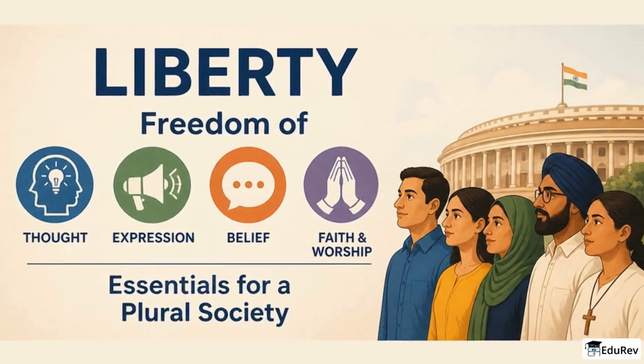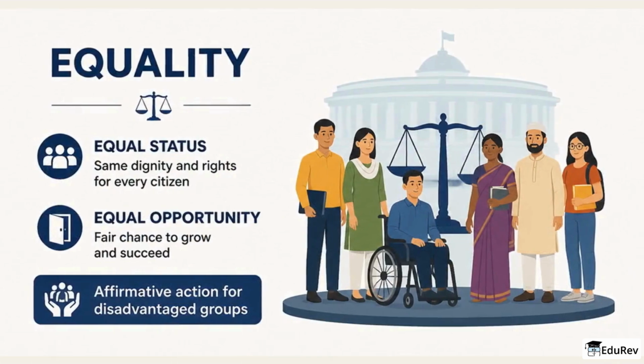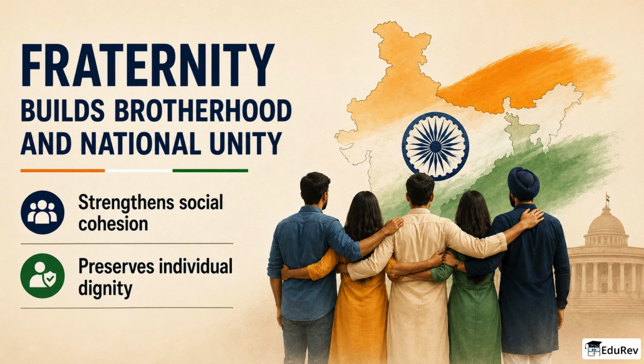Liberty in the preamble covers freedom of thought, expression, belief, faith, and worship, essential for a plural society. Equality means equal status and opportunity for all citizens, and often justifies affirmative actions for disadvantaged groups in CLAT PG questions. Fraternity asks for brotherhood and national unity while preserving individual dignity. It underpins social cohesion and integrity of the nation.